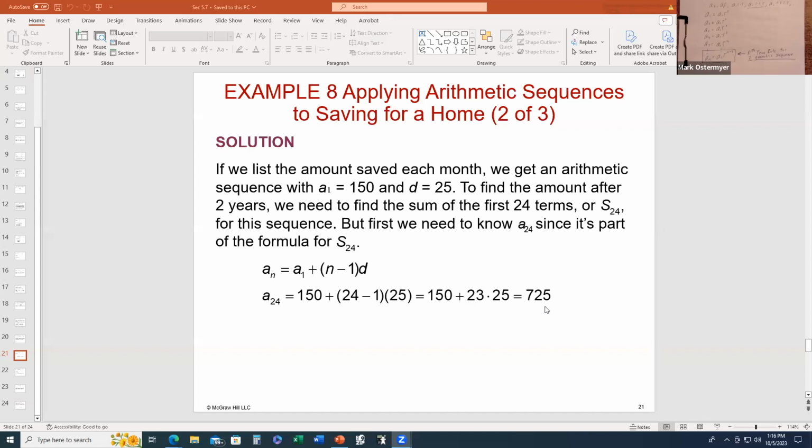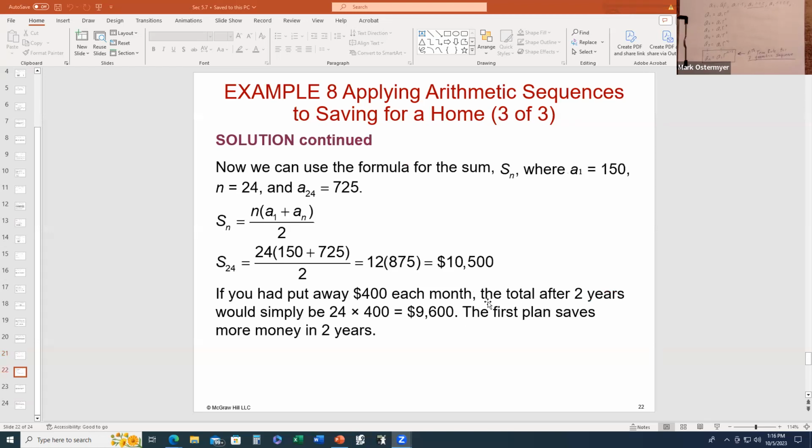So we would save $725 the 14th month. I'm sorry, the 24th month. The 24th month, we would sock away $725. Well, let's find out how much our account would grow over the course of 2 years. So how much money will we have in our account after 2 years, after 24 months? And is 24 in the formula? Our first term is $150. The 24th term was found to be $725. Going through the arithmetic, we would have $10,500 in our account at the end of 2 years.